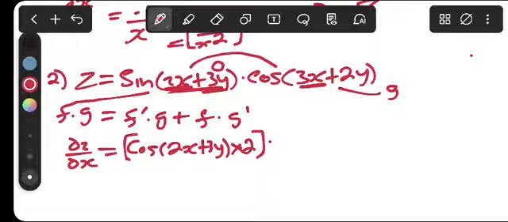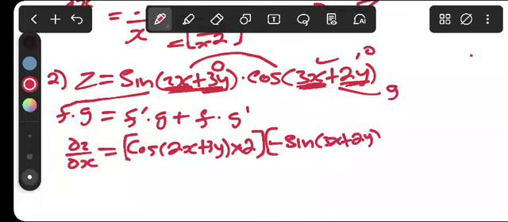We come to g. Here it's our g. Its derivative will be a negative sign. Then this obviously equals 0, and we multiply by 3 using the chain rule. So this will be negative sine of 3x plus 2y, multiplied by 3. All right, this is what we have so far.